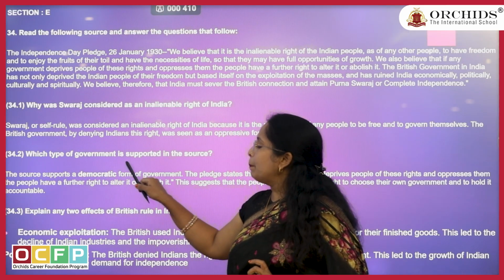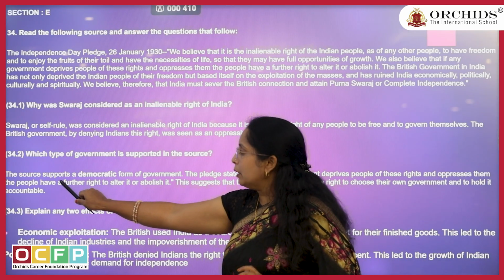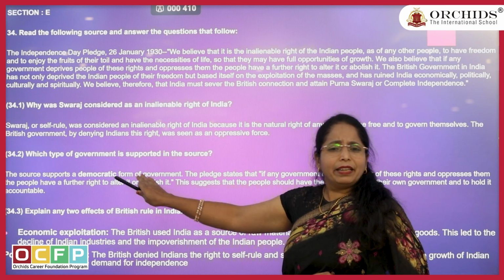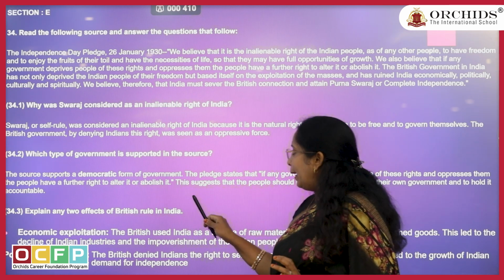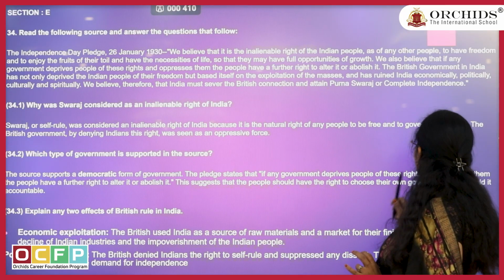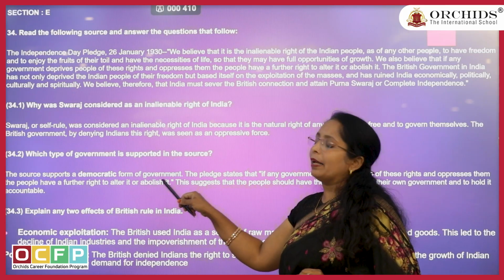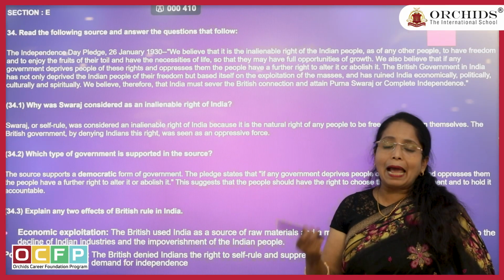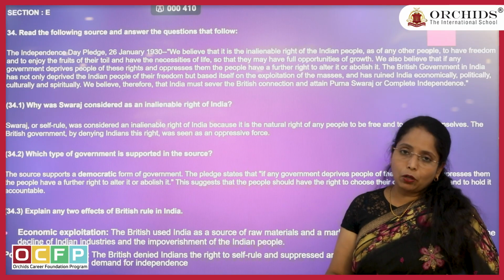Then which type of government is supported in the source? Again 1 mark. You write the source supports a democratic form of government. If you write this much also, no problem, they will give you 1 mark. But better to write the pledge states that if any government deprives people of these rights and oppresses them, the people have a further right to alter or abolish it. That is what democracy is, everyone knows. It means people have the right to abolish and reconstruct the government.